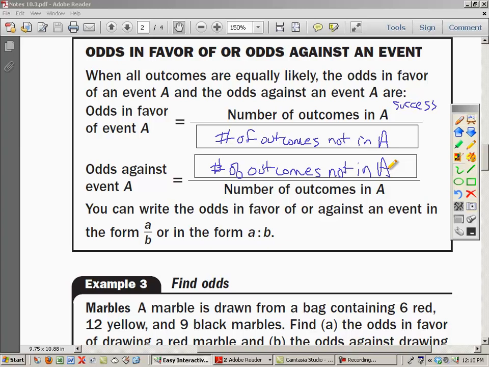Now you'll recognize that these 2 quantities are basically just reciprocals. Okay, the odds in favor are the odds of it over the odds against, and the odds against are the odds against over the odds for.